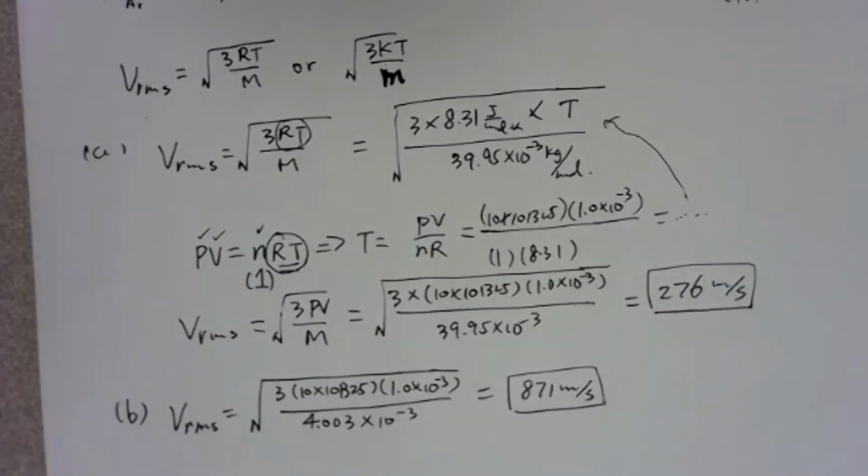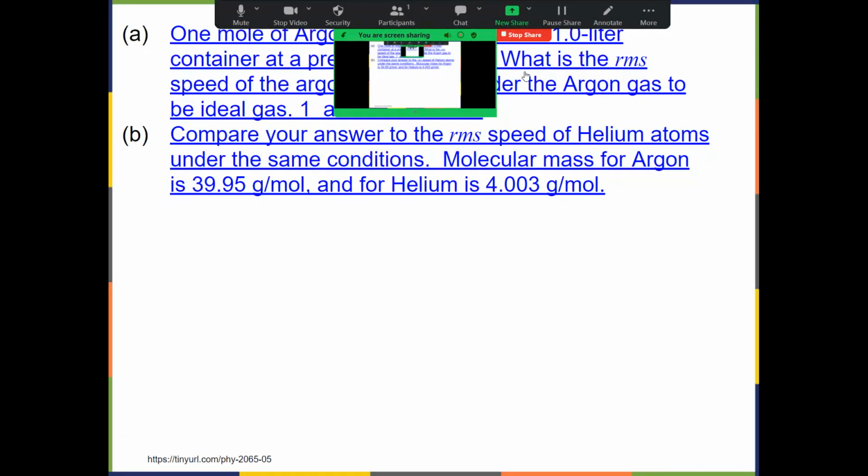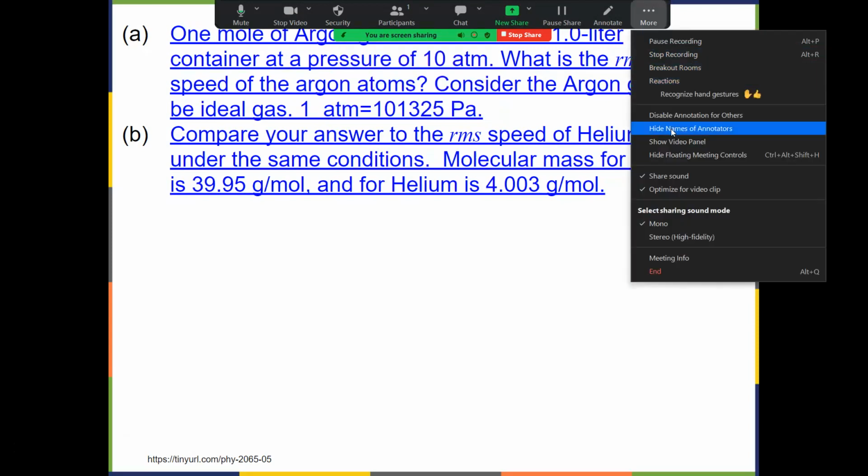So apparently, the RMS speed is inversely proportional to the square root of the molar mass, right? For helium, it's lighter, so it will actually move much faster on average. Compared to argon, argon on average moves slower. Okay. So now let's go back to the slide. And let's move on.